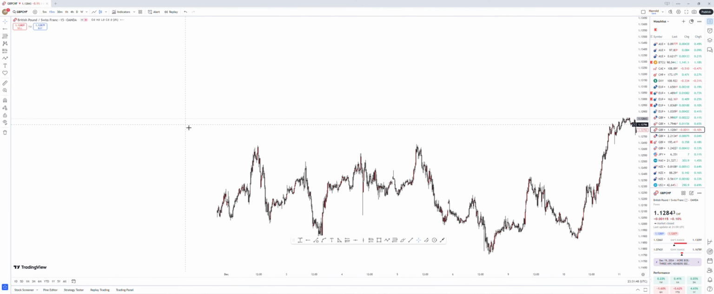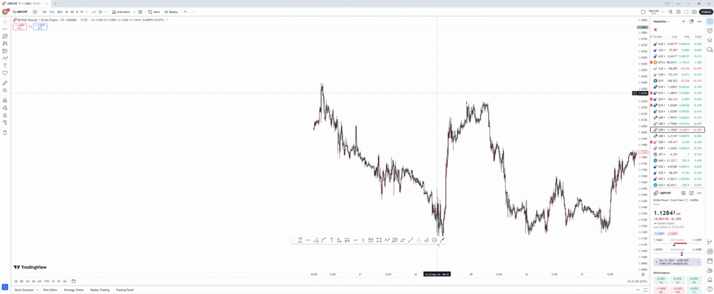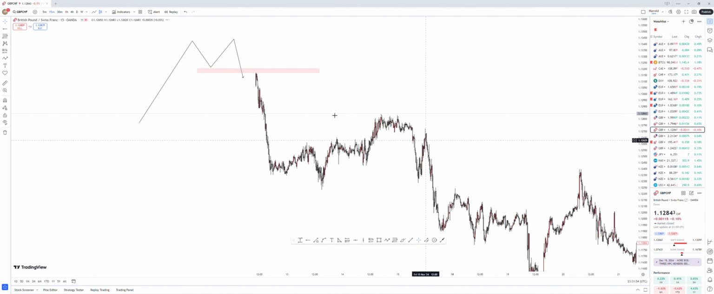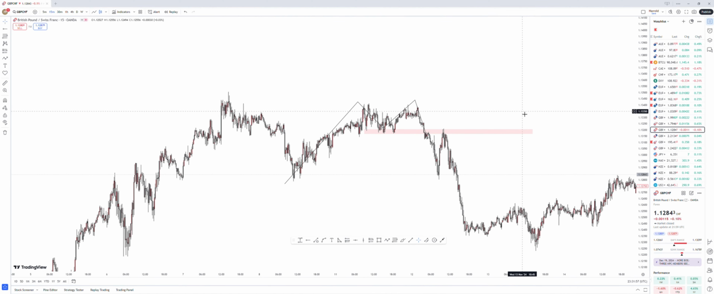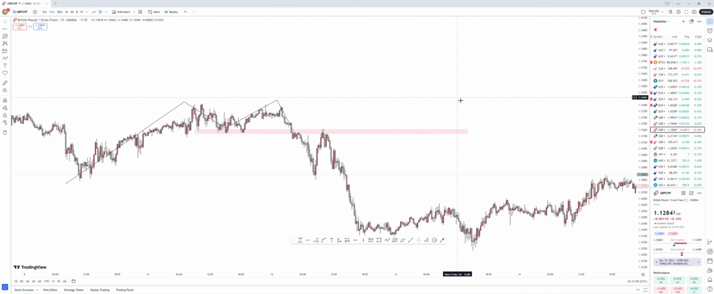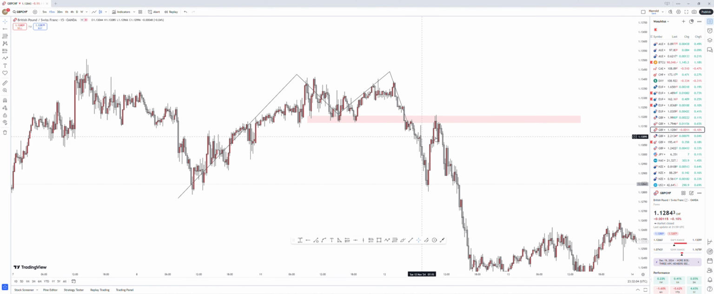Where is this particular trade? Okay, here we go. So guys, perfect confirmation over here. You can see price gave us a bearish engulfing candle at this particular area, and also some sort of evening star candlestick confirmation over here as well.